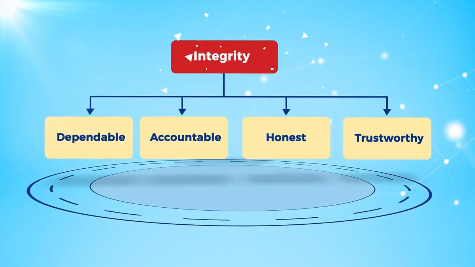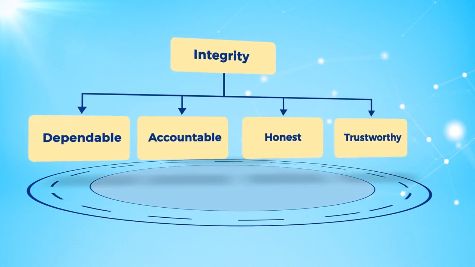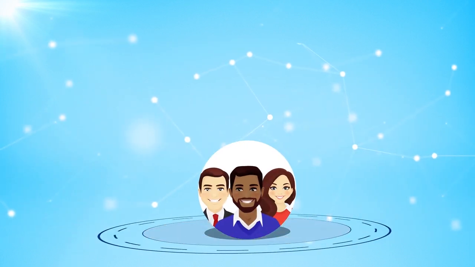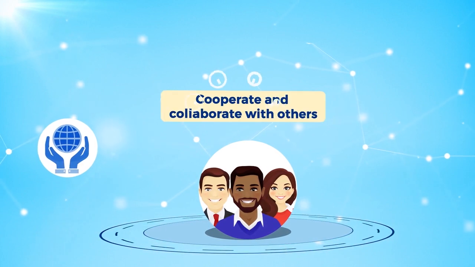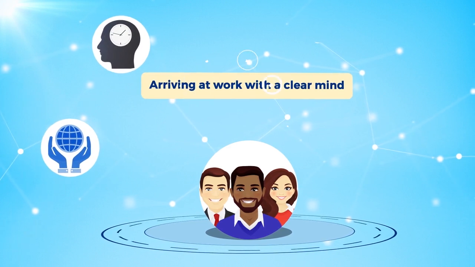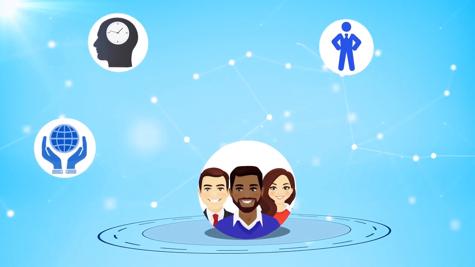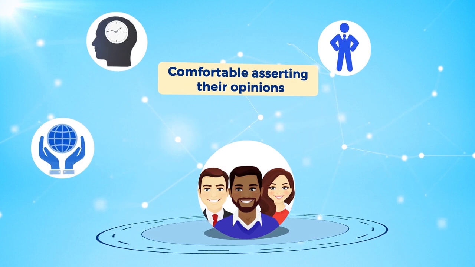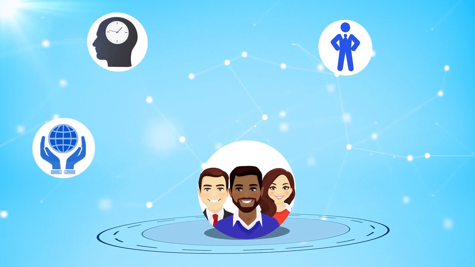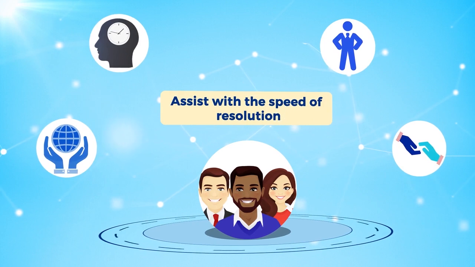Someone who displays integrity is seen as dependable, accountable, honest, and trustworthy. As you can imagine, we would want a team full of people with this type of characteristic. Team members must have a personal sense of responsibility if they are to cooperate and collaborate with others. Team members should be punctual, arriving at work with a clear mind so that they can focus on the task at hand. People who exhibit self-confidence are generally more comfortable asserting their opinions, and they are often better equipped to make decisions on how work should proceed. And finally, having team members who are readily comfortable with asking for help when required will assist with the speed of resolution.